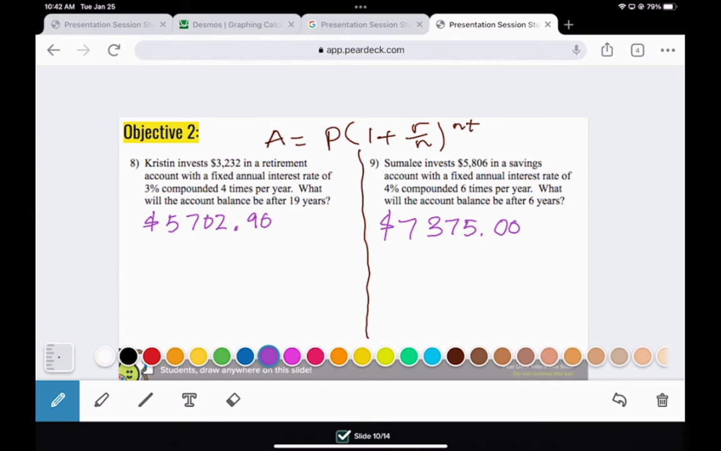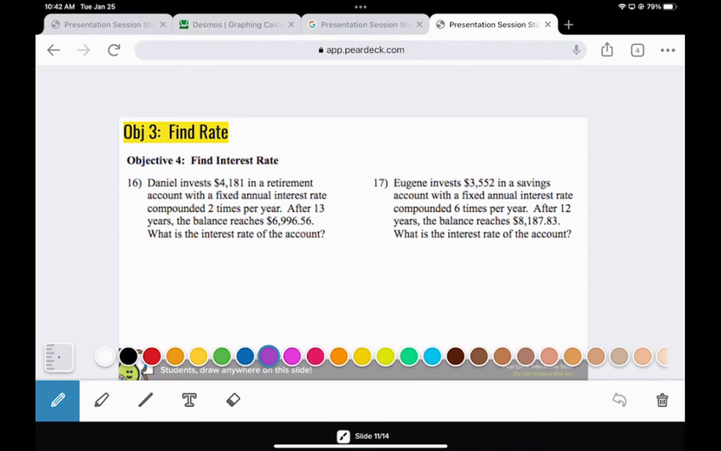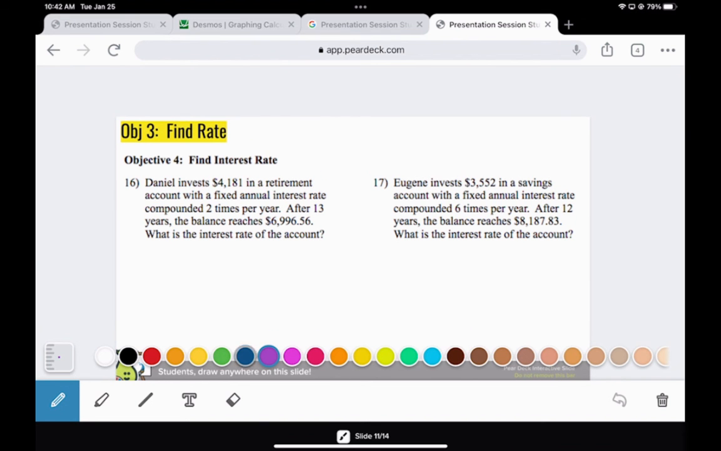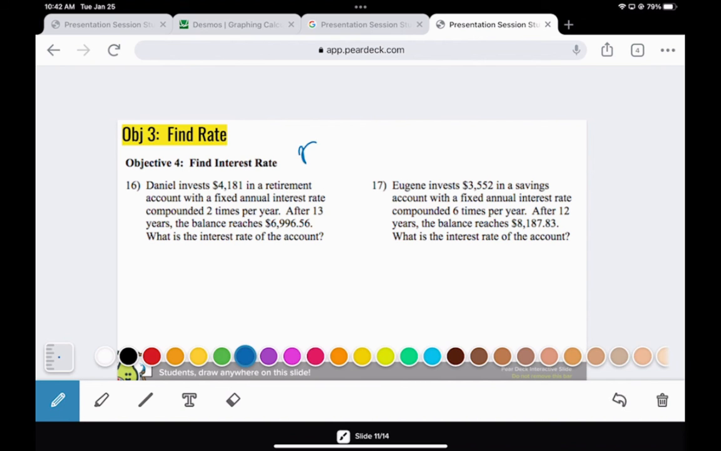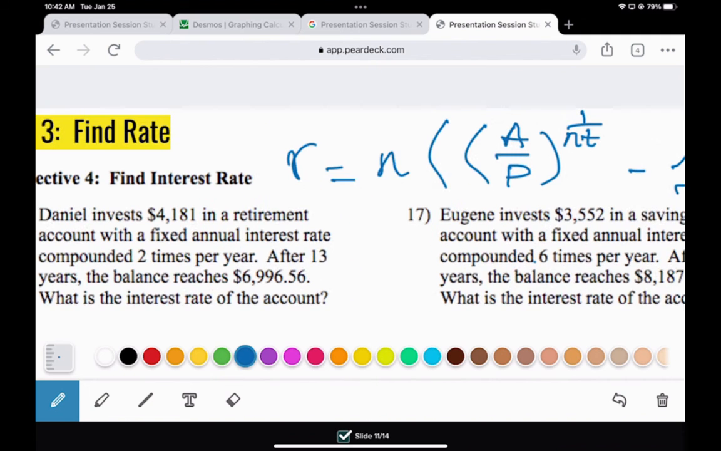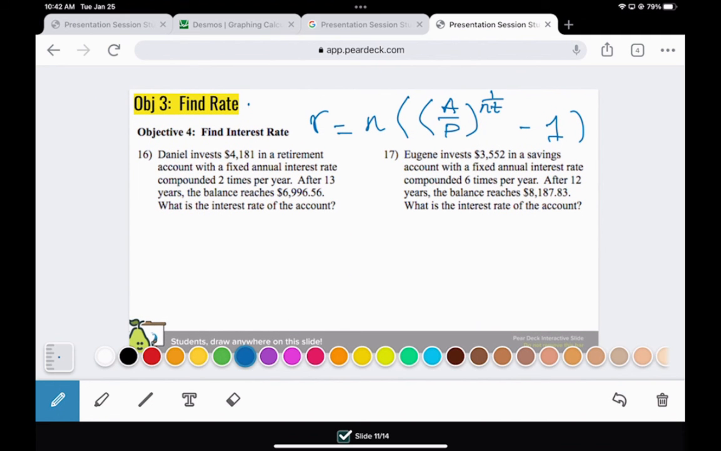All right, moving on to the next objective: find the rate. This one says find the interest rate, so that means you need to find R. Like I said, if you go back to your notes, it should be this formula: N times (A over P) to the power of 1 over N times T, minus 1. This one is a bit more complicated than the rest because there are so many parentheses. And like I said, A is a bigger value compared to P.